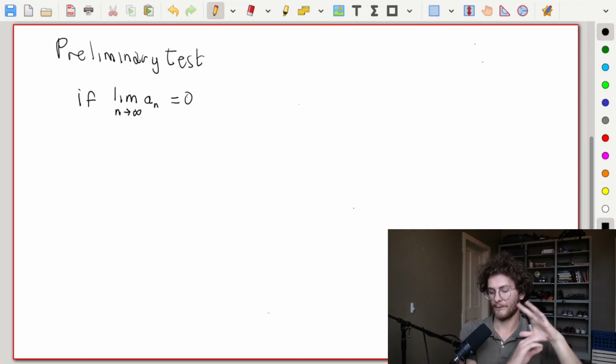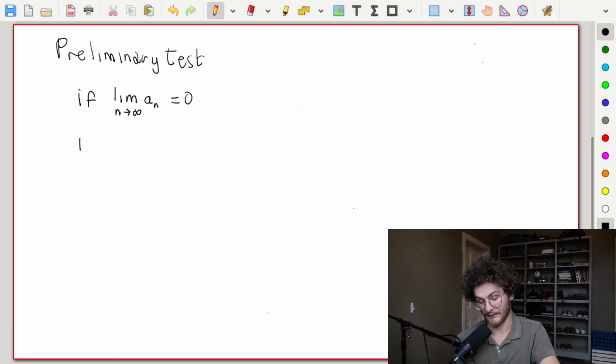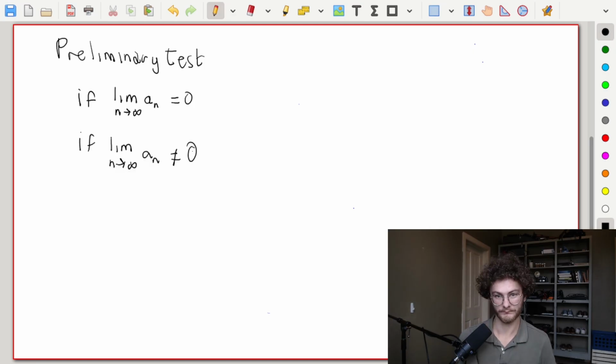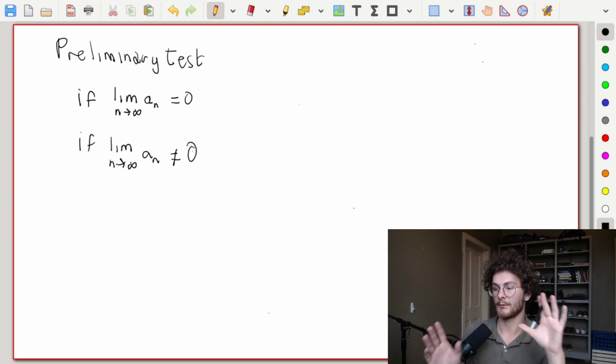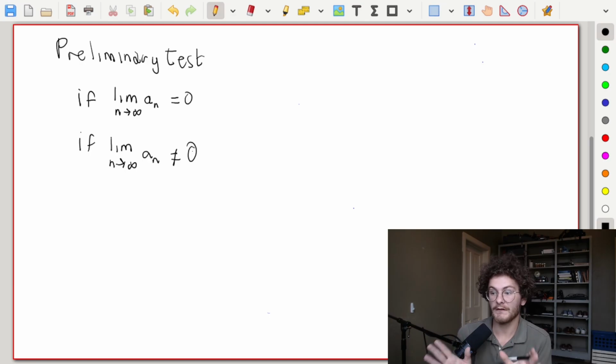Now, if it does not, if the limit as n approaches infinity of a sub n equals anything other than 0, that thing is divergent. It's not going to 0, and it's not something we need to test further. We can say for certain it's divergent. So this is the preliminary test. So now, okay, we have something that equals to 0. So how do we do this?